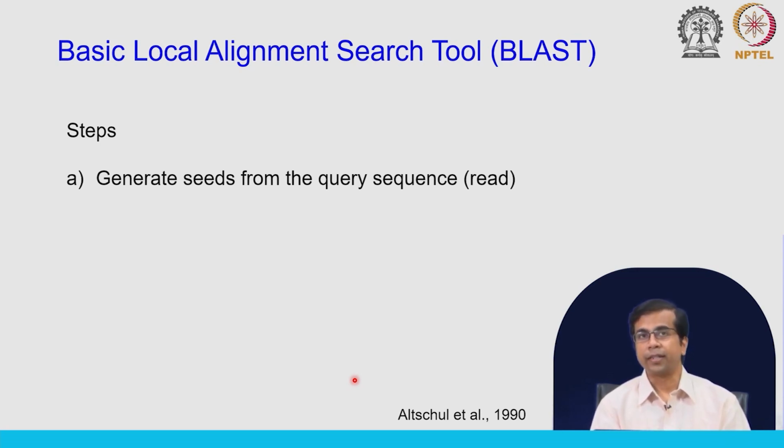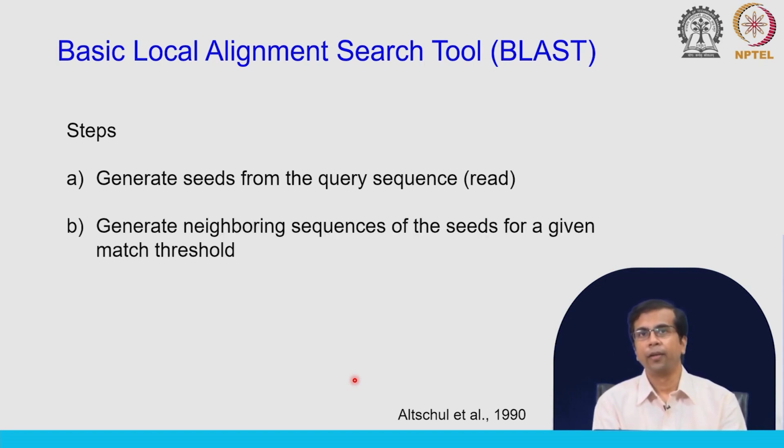First, you generate seeds from the query sequence. We will talk about what these seeds are. These are actually substrings, only a small part of the full sequence of the read. Then we generate neighboring sequences of the seeds for a given match threshold. So, we also account for sequencing errors or mutations, and we look at these neighboring sequences, or neighborhood sequences.